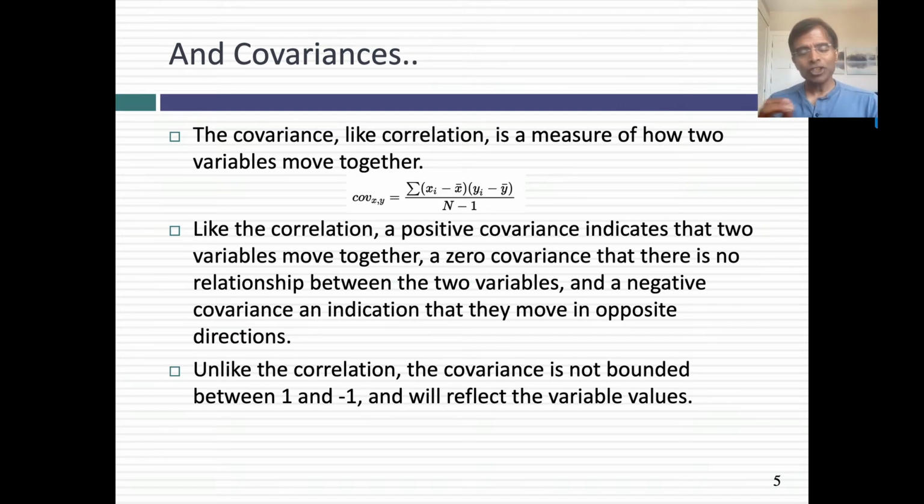The covariance actually starts in the same place as the correlation coefficient. It looks at the deviation of each observation from the average and looks to see whether they move together. But the only difference is it's not standardized. In other words, if you have a positive correlation, you're going to get a positive covariance. A zero correlation, you get a zero covariance. And a negative correlation, you get a negative covariance. But the difference is the covariance is not bounded between -1 and +1.